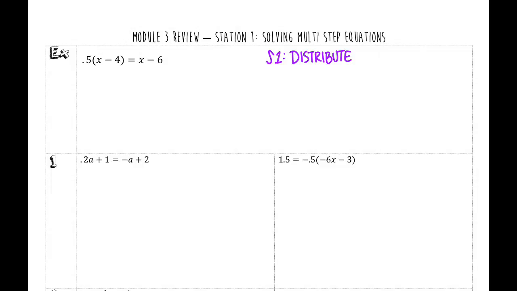Okay, so if I look at this problem, I can distribute. So just to be clear, this right here is a decimal. This is 0.5 times these items. It's not just 5 times these items. That's what I'm going to do right now.